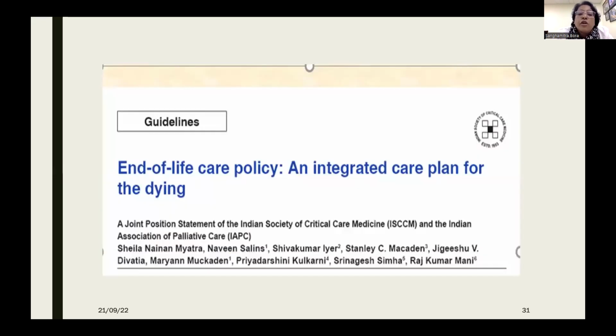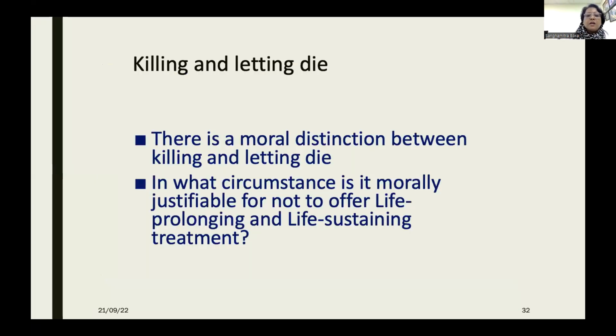If you want to look for these guidelines, the end of life care policy is a joint position statement of the Indian Society of Critical Care Medicine and the Indian Association of Palliative Care. Please go through this paper and you will find a huge amount of proper information enumerated for all of us, and it will be really beneficial. There's a difference between killing and letting die. If there is a moral distinction between killing and letting die, in what circumstances is it morally justifiable not to offer life-prolonging and life-sustaining treatment? We need to understand this particular distinction.